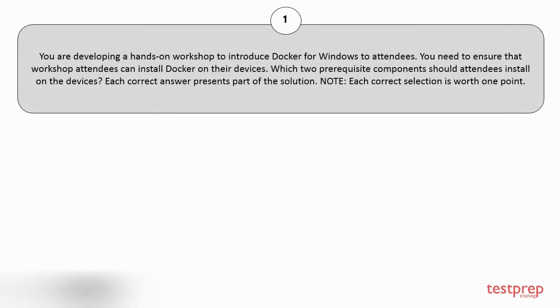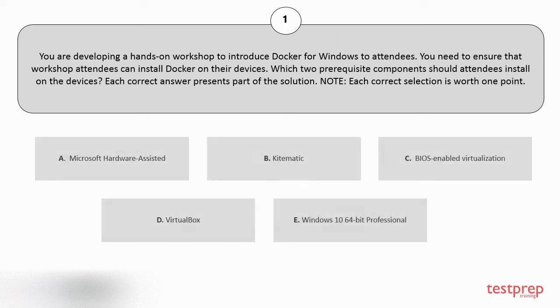Question number 1. You are developing a hands-on workshop to introduce Docker for Windows to attendees. You need to ensure that workshop attendees can install Docker on their devices. Which two prerequisite components should attendees install on the devices? Each correct answer presents part of the solution. Note, each correct selection is worth 1 point.